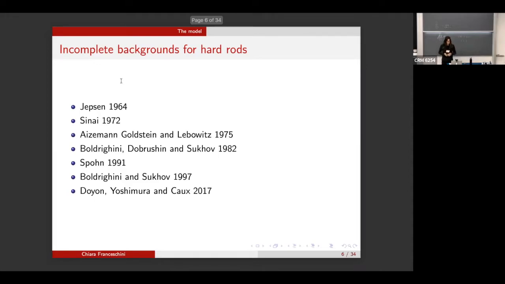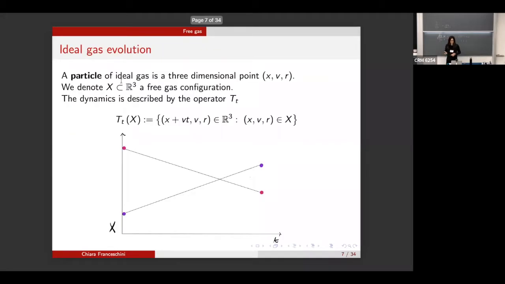Okay, so this was the first part. So it's clear the dynamics of the rod system. Now let's go to the second item: the ideal gas evolution, very similar to the rods. Now an ideal gas particle is again a point (x, v, r), where x is the position, v is the velocity, and now r, you have to think of as a mark, which can be positive or negative.